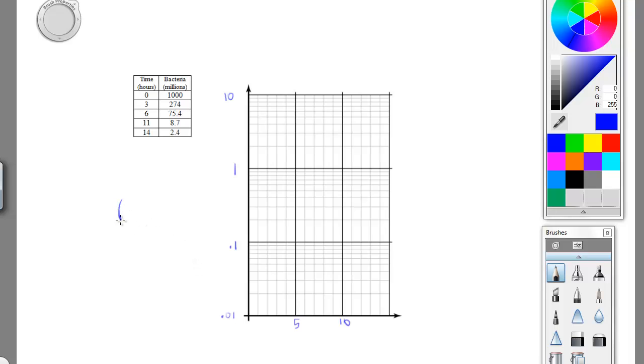So if you had to plot the point that was, say, 2, 0.05, you would go over two lines and up. This is 0.01, 0.02, 0.03, 0.04, 0.05 would be there. And if you had to plot the point 7, 0.8, you would go over 7. Here's 0.1, 0.2, 0.3, 0.4, 0.5, 0.6, 0.7, 0.8 would be right in there.